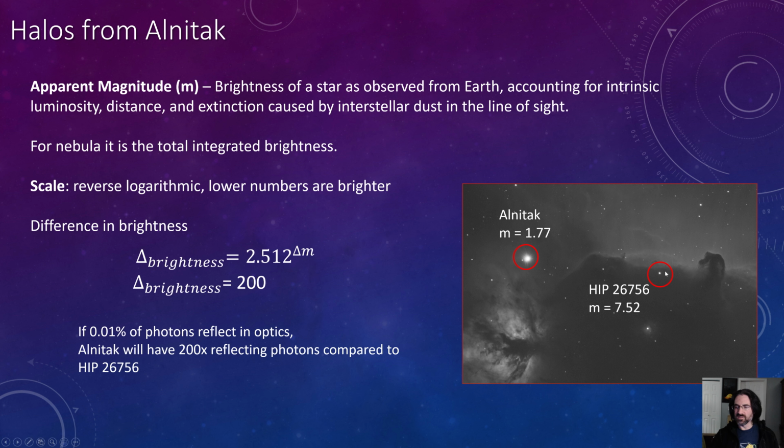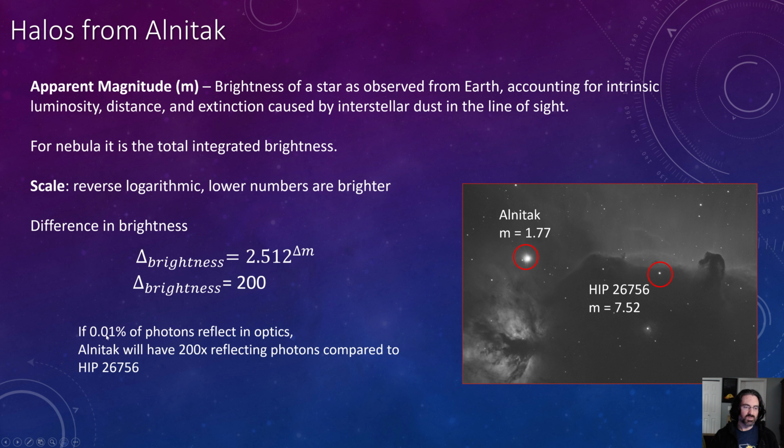So what I'm going to do is compare what seems to me to be one of the other brightest stars in this image. Compare the apparent magnitude of this star, which was at 7.52, to Alnitak at m 1.77. It's a reverse logarithmic scale. Lower numbers are brighter, and you can calculate the difference in brightness using this equation. When we push that through, we see that this star is 200 times brighter than what seems to be one of the next brightest stars.